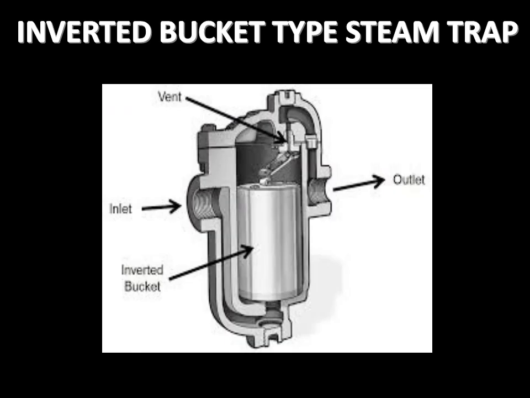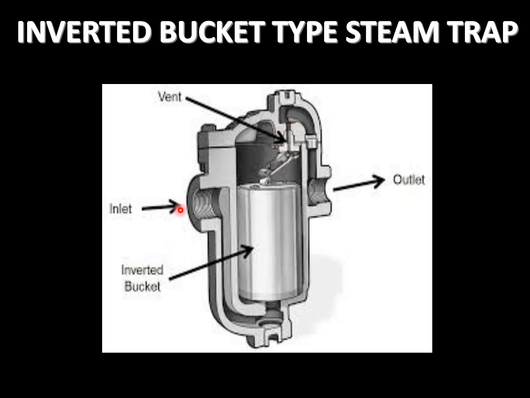This is an inverted bucket type steam trap. This is the steam inlet port. This is the inverted bucket. This is the condensate outlet port. So through this, the condensate, non-condensable gases or air exits the steam trap. This is a mechanism that opens or closes this port.